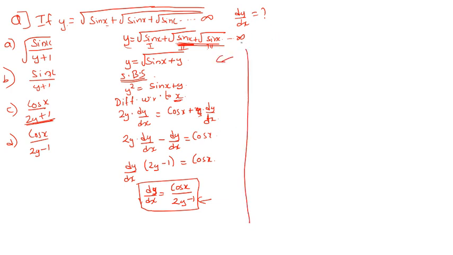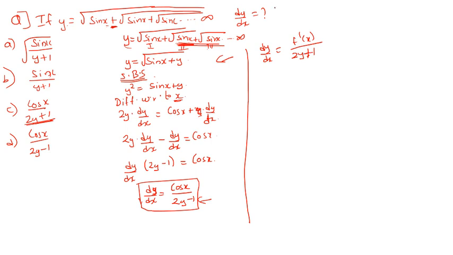Now whenever there are this kind of questions, you just focus on one thing: f dash of x divided by 2y minus 1. If it is plus here, this will become minus. If it is minus here, this will become plus. That's it. You have to be careful.